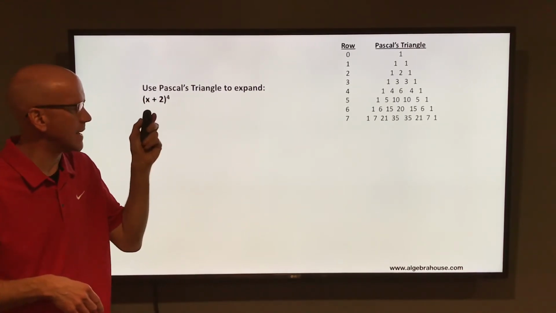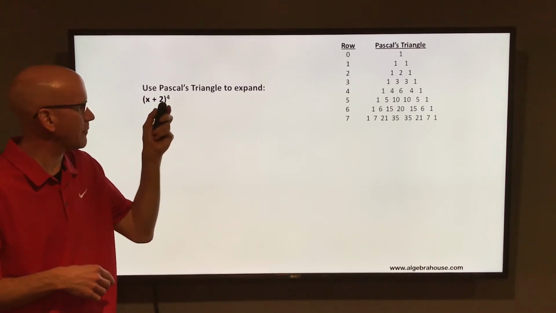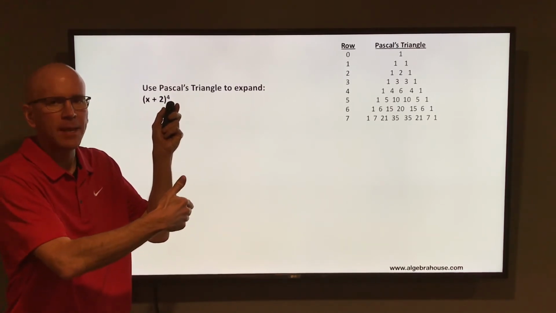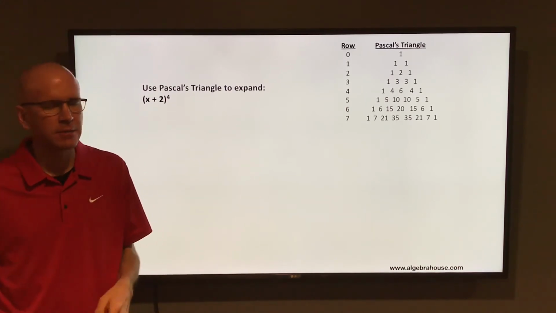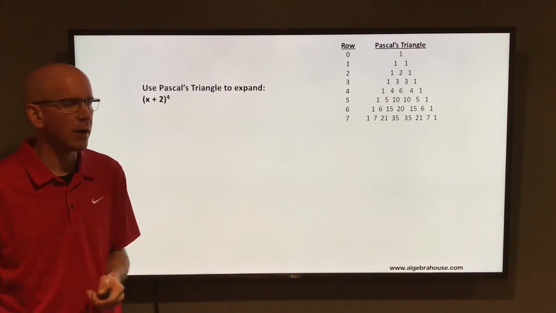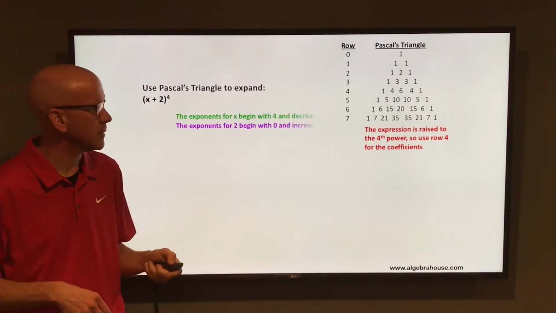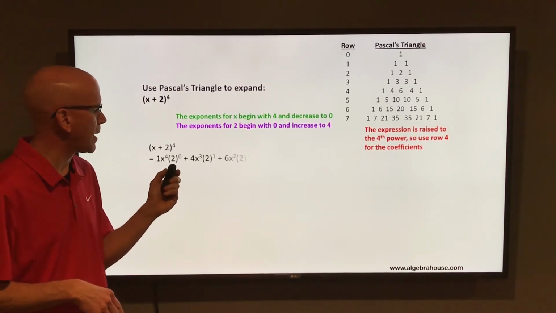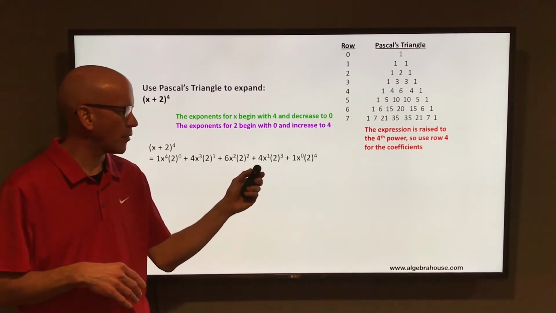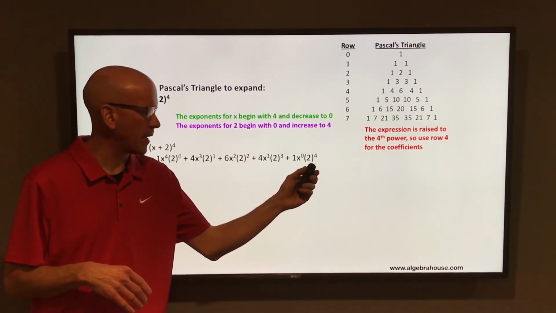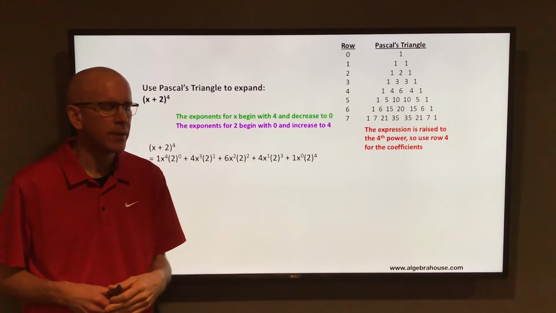Then we're going to put the x in. So we're going to start the x off to the 4th power on that first term. Then it'd be x to the 3rd, x to the 2nd, x to the 1st, and then x to the 0. And then you'll start the 2 off in the opposite direction. You'll start the 2 off to the 0 power, and then 2 to the 1st on the 2nd term, 2 to the 2nd on the 3rd term, 2 to the 3rd, and then finally on the last term, 2 to the 4th.